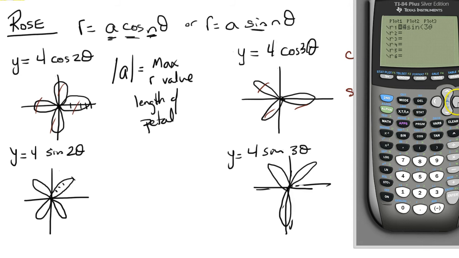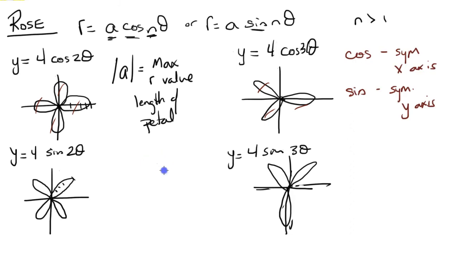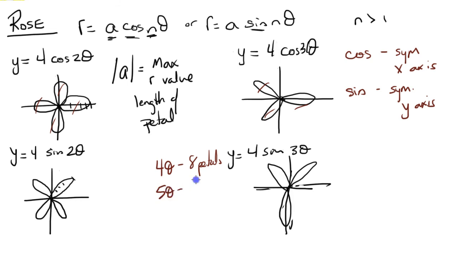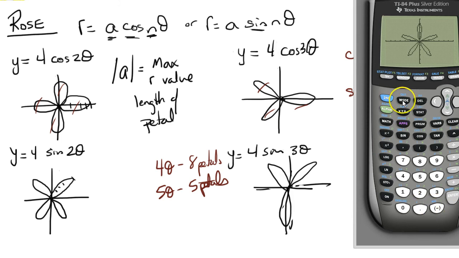Let's try it again. What if I put a 4 in here for 4 theta? Whoa, 4 theta makes 8 petals. So 4 theta is 8 petals. Let's try 5 theta. And now 5 theta makes 5 petals. So what's going on here? If I did 6 theta, I would tell you 6 theta would be 12 petals, but 7 theta would be 7 petals.